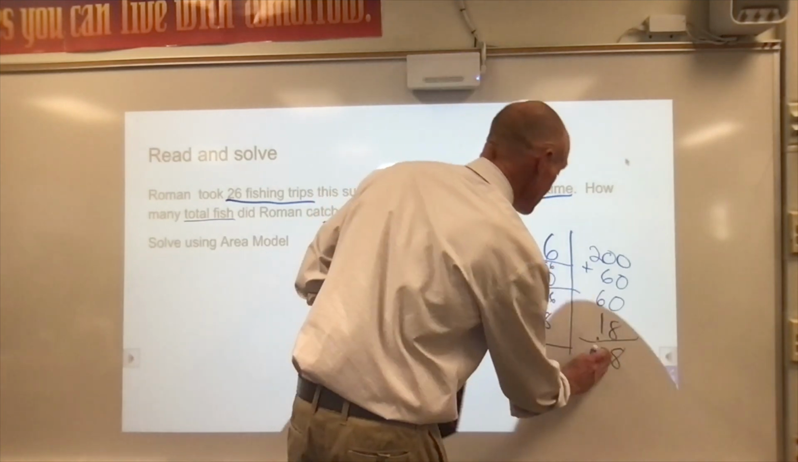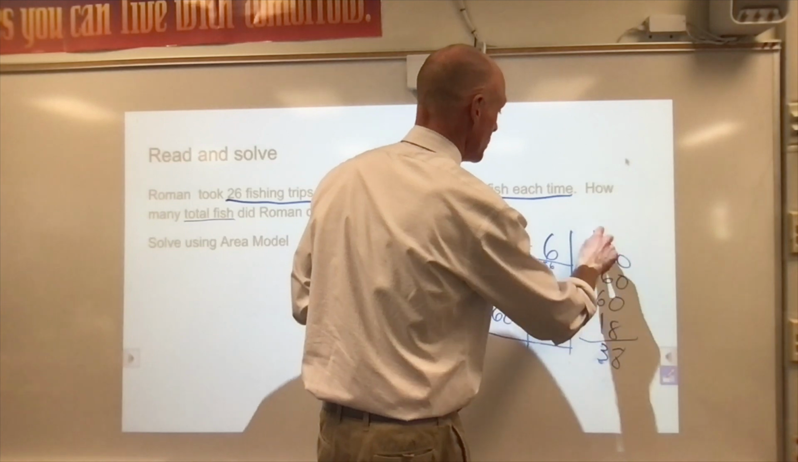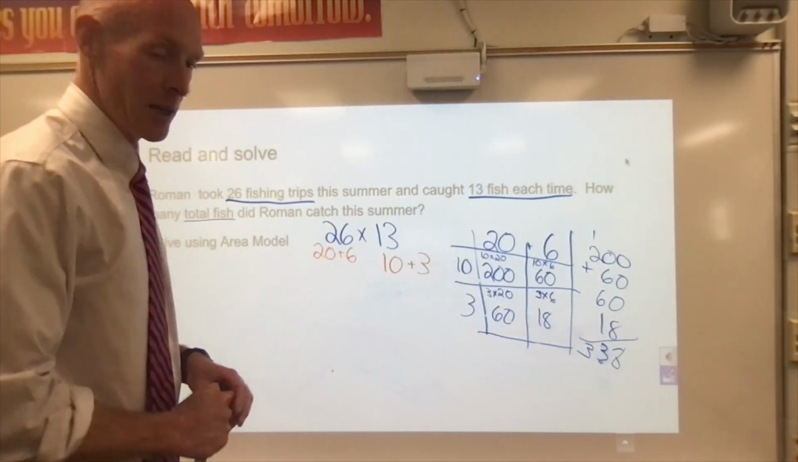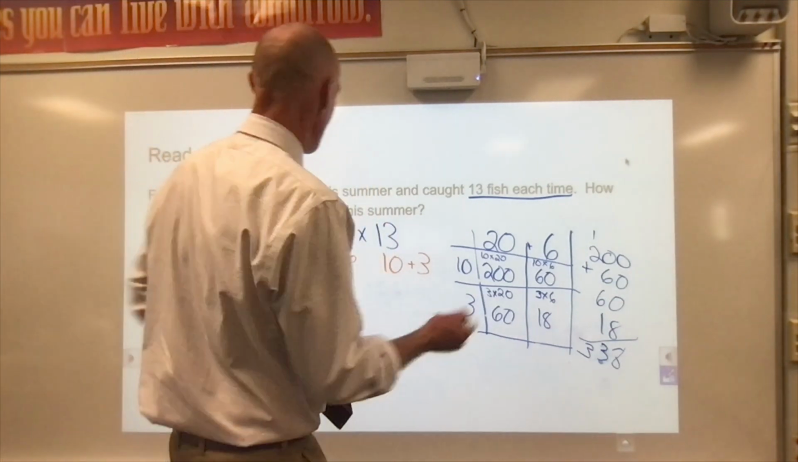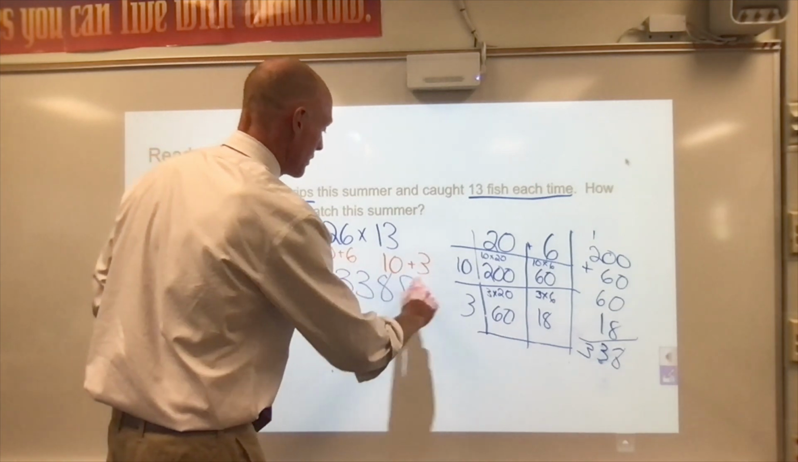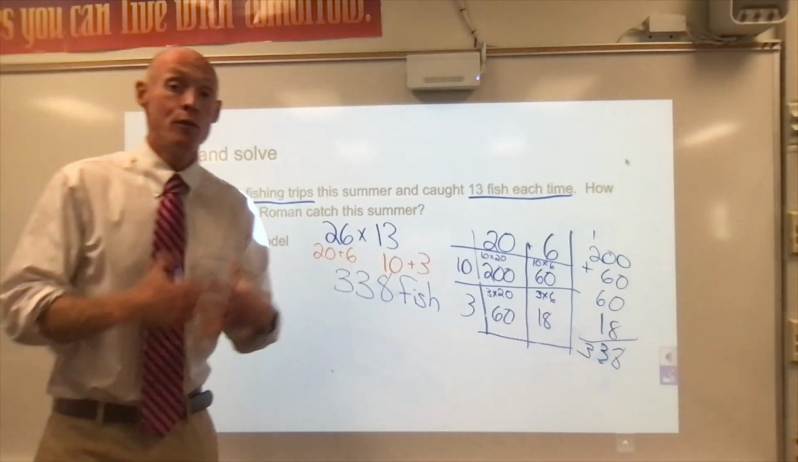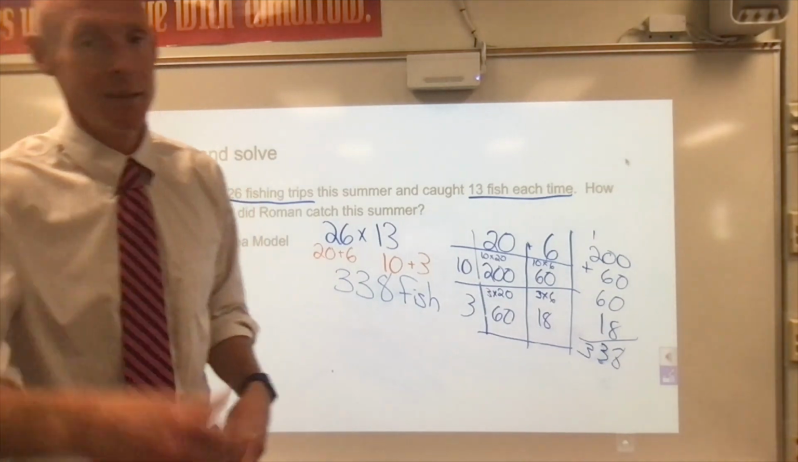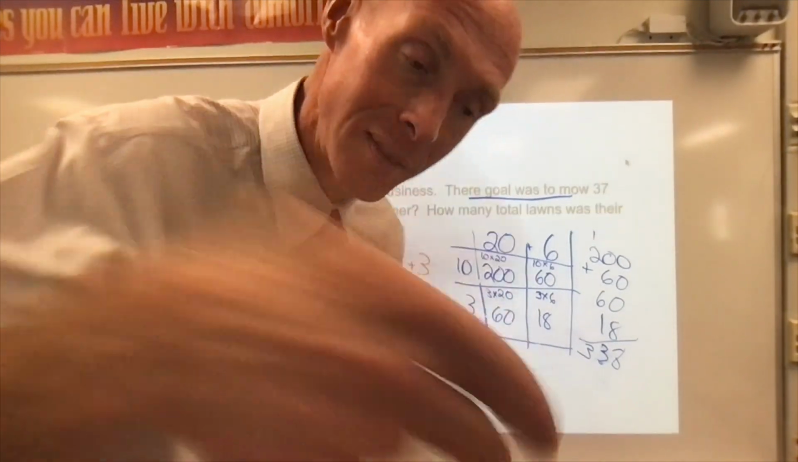Carry the, whoops, 13. Carry up that 1, 2, 3. 338. Now, our final answer is going to be 338 fish. Boom. Okay, that's a review using the area model. Now let's take a peek at partial product. Let's do it.